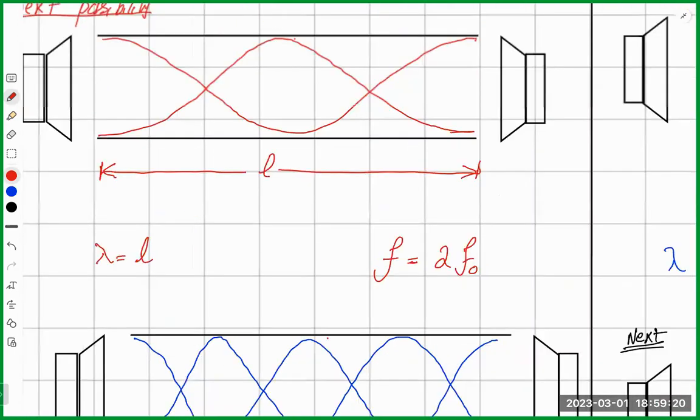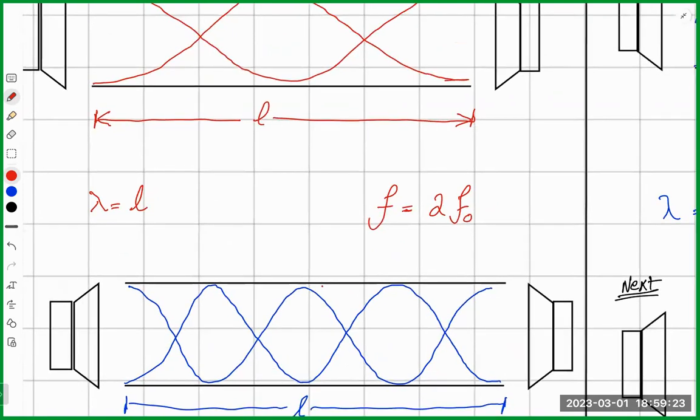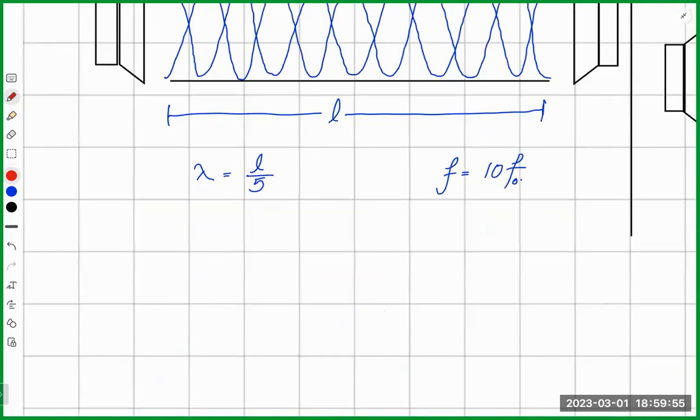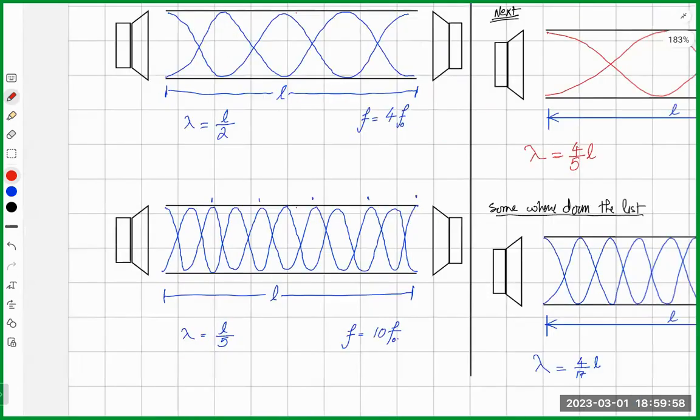Similarly, if this is the case, how many wavelengths do you think have fit into the pipe now? So we have antinode, antinode, antinode, one wavelength, antinode, antinode, antinode, another wavelength. So in this case, we can see there are 2 complete wavelengths. So L will be equal to 2 lambda, lambda will be equal to half of L. The new frequency will be 4 times the fundamental frequency. And this is how we can make any diagram and find out how many wavelengths there are.